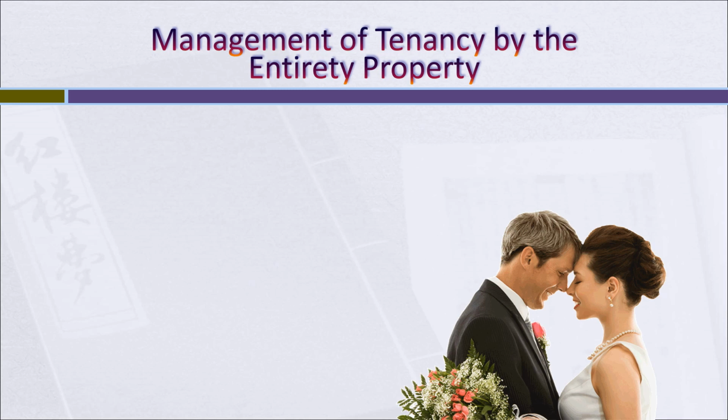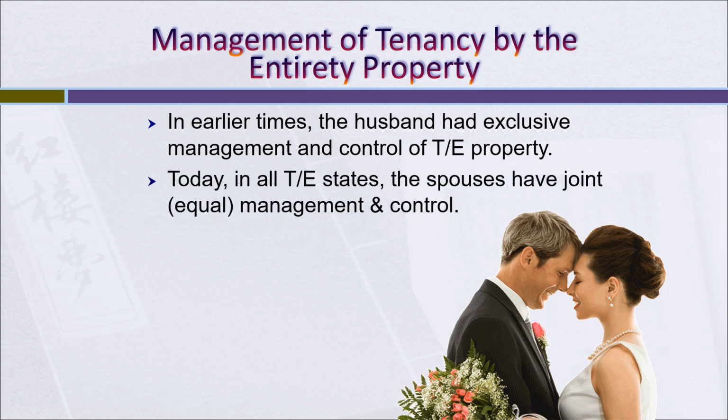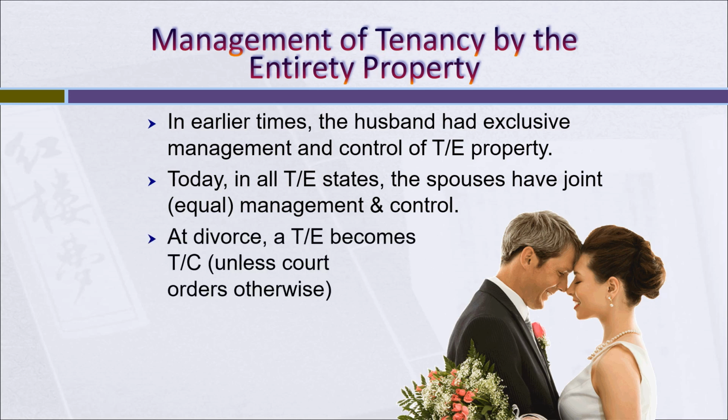Management of the tenancy by the entirety property in earlier times was exclusively in the hands of the husband. He had the right to control the property. However, all of the tenancy by the entirety states have changed that, and today in all of those states, the spouses have joint or equal management and control. At a divorce, the tenancy by the entirety will become a tenancy in common unless the court orders otherwise. But of course, if you have a settlement agreement or a court order, it may very well allocate the property entirely to one spouse or the other, or have other provisions in it about who's going to own the property. So only if there's nothing said in the divorce decree or the settlement agreement, only then will the tenancy by the entirety become a tenancy in common.